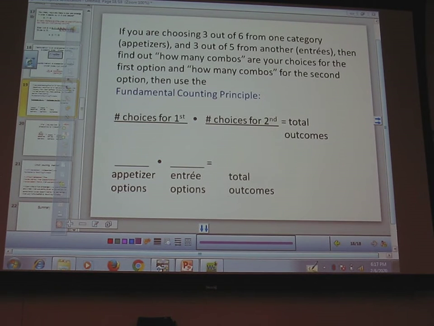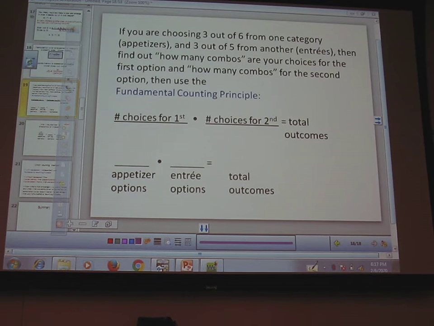If you are choosing 3 out of 6 from one category, appetizers, and 3 out of 5 from another, entrees, then find out how many combos are your choices for the first option and how many combos for the second option, and then you use the fundamental counting principle for the combos. Perfect. So for example, we're planning a party, and the caterer says, oh, you get to pick 3 out of these 6 for your appetizers, and we'll serve those 3 appetizers at your party.